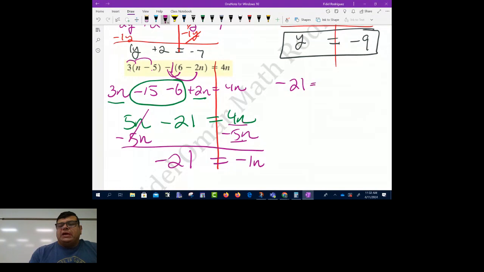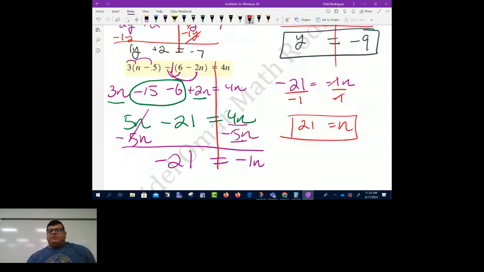Y'all, right here, when we end up with negative 21 equals negative 1n, if there's a number in front of my n that I need to get rid of, we do it by dividing. Okay. Negative 21 divided by negative 1 is a positive 21, right? Because a negative divided by negative is a positive. There we go.